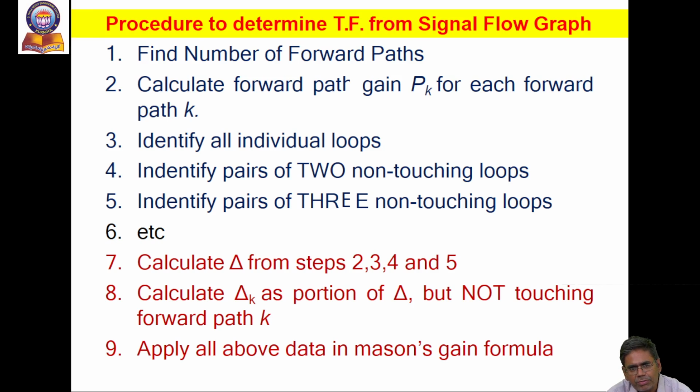Identify the individual loops. How many individual loops are present in this graph? Identify the pairs of two non-touching loops and the pairs of three non-touching loops. Similarly, identify any four non-touching loops.